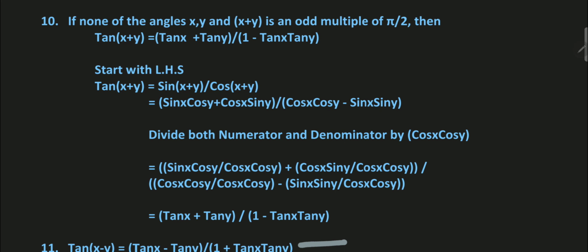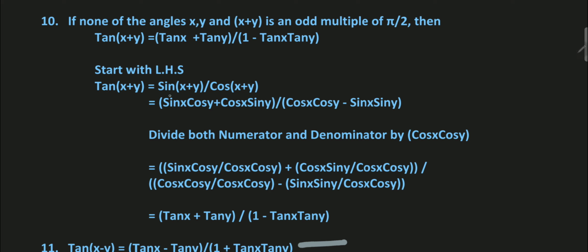If none of the angles x, y and x plus y is an odd multiple of pi by 2, then tan(x plus y) equals tan x plus tan y divided by 1 minus tan x tan y. Why this condition of an odd multiple of pi by 2? Basically they want to say that the denominator should not be 0, so that the expression becomes meaningful instead of having no answer at all.